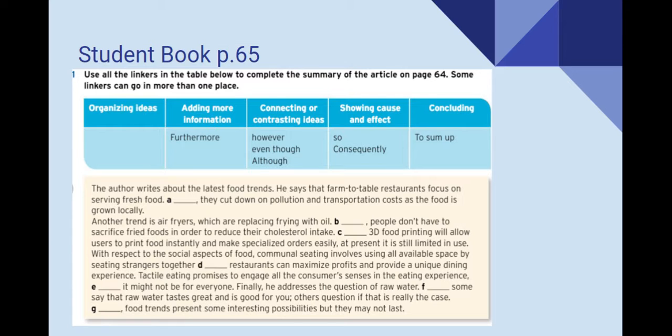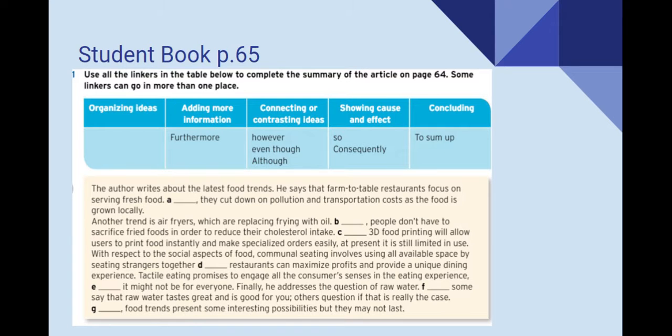Let's do A together. The author writes about the latest food trends. He says that farm to table restaurants focus on serving fresh food. They cut down on pollution and transportation costs as the food is grown locally. Here we are adding more information, so we're going to use furthermore. Now pause your video and work on the rest.